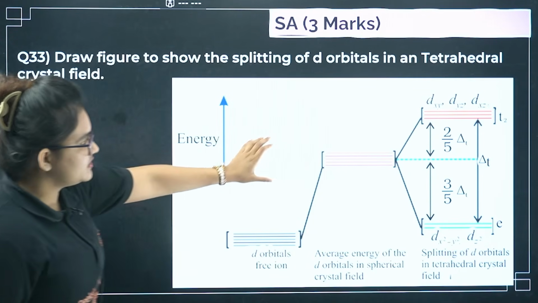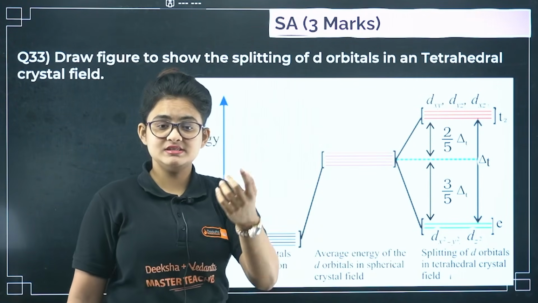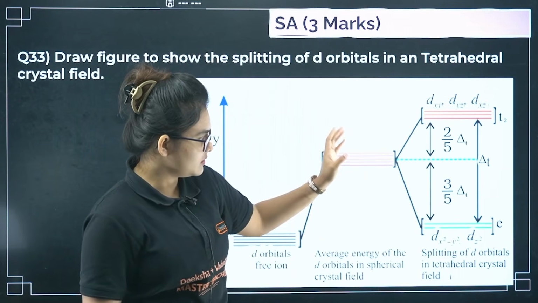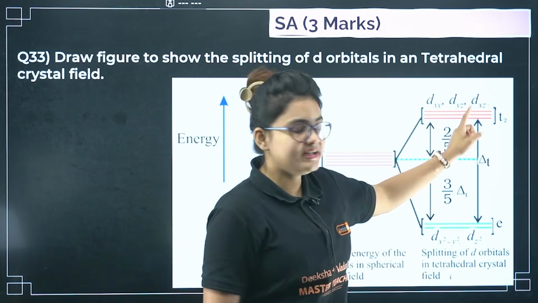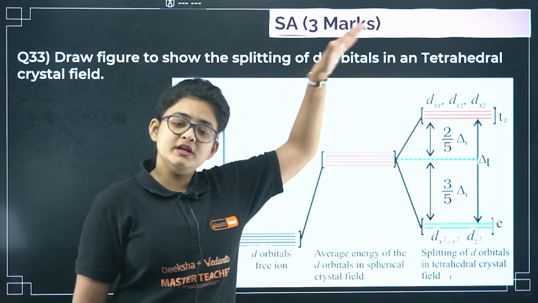It is a tetrahedral, just T2 and E. Don't call it Eg or T2g. The g term will not be used for the tetrahedral. Only E and T2. Their position will be changed as well. E will come below, T2 will go up.